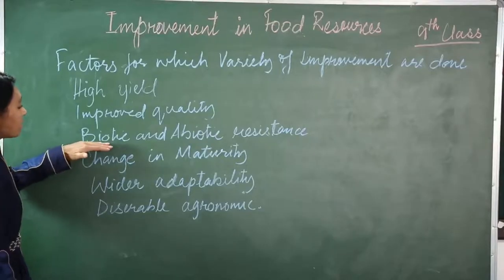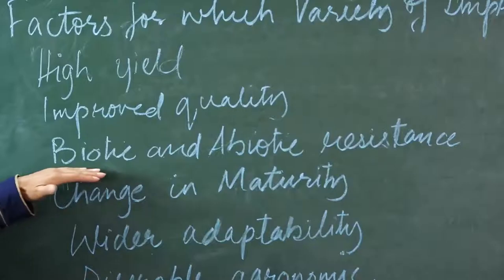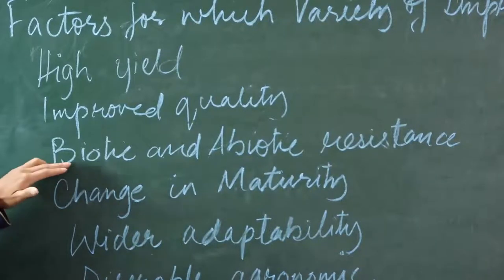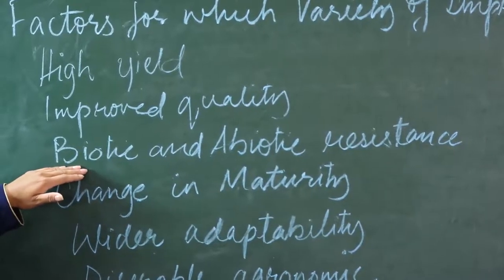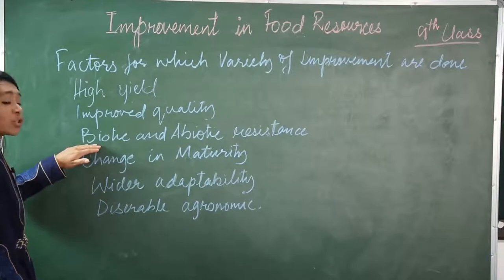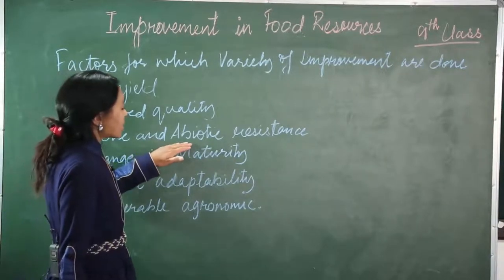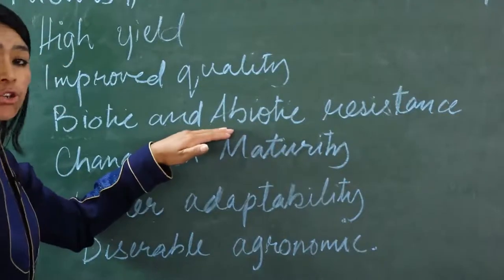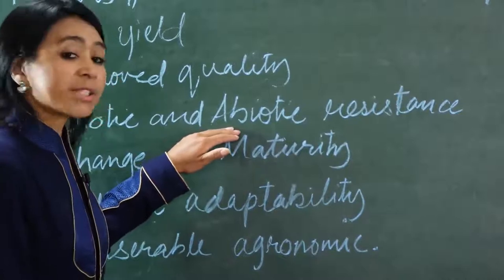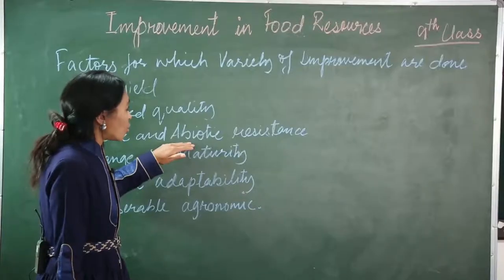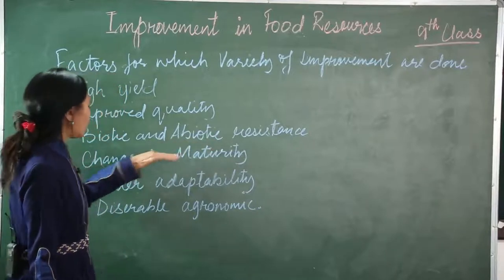So another thing is biotic and abiotic resistance. You have known about the biotic. In the biotic, it should be disease resistant, or resistant to insects and nematodes. And if we see the abiotic resistance, abiotic is related to drought or waterlogging or salinity of the soil. So the new variety should resist the abiotic stresses also.